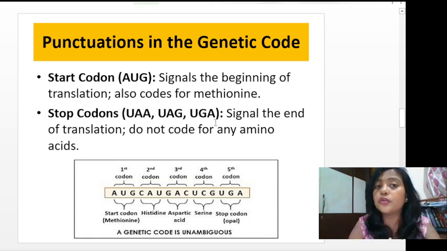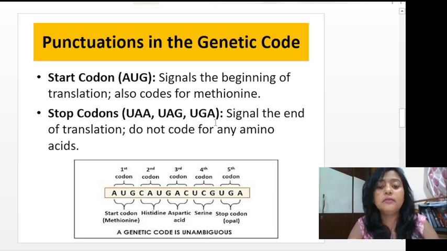There are some codons which are used to stop the translation process. That means when these codons are identified in the messenger RNA, translation stops immediately. It will not code for any amino acids. There are three: UAA, UAG, and UGA. These three are the stop codons.